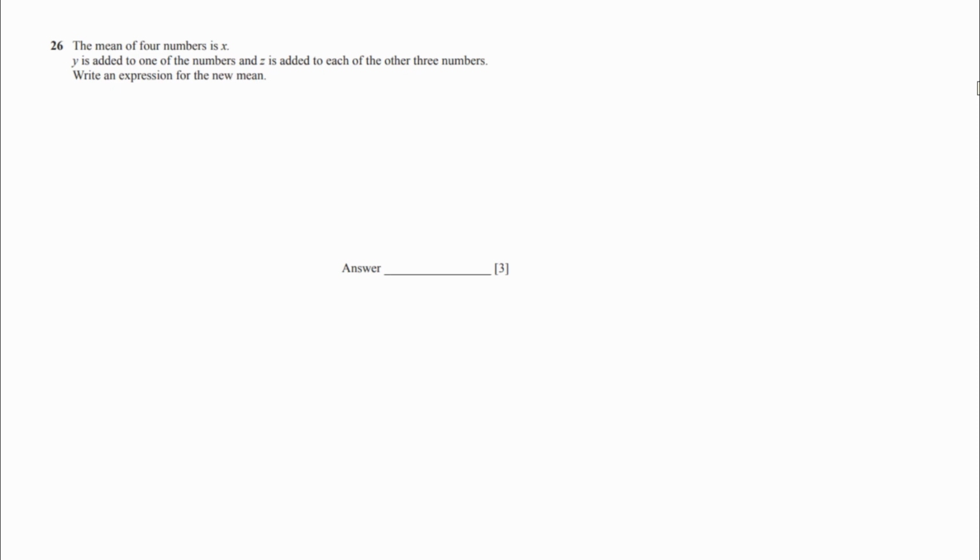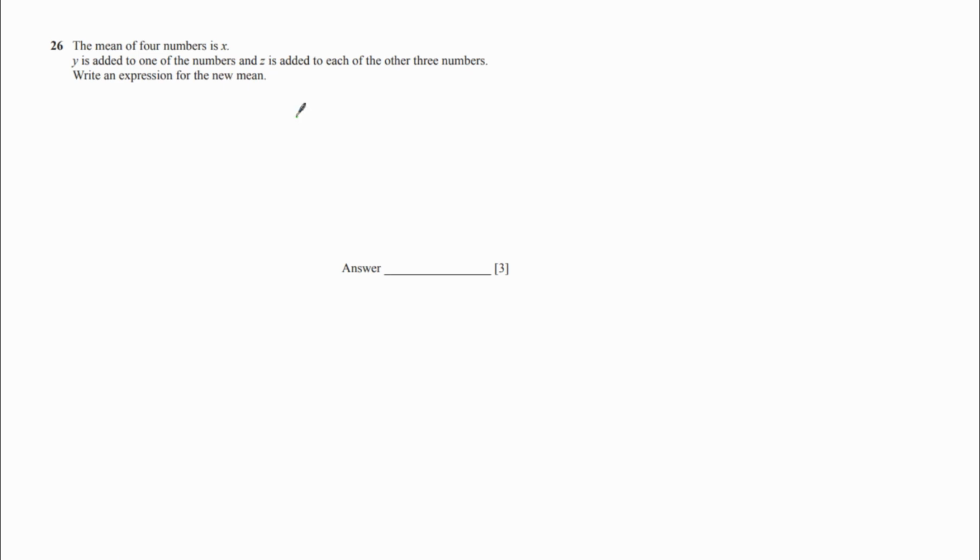Y is added to one of the numbers and Z is added to each of the other 3 numbers. Write an expression for the new mean. Okay, so we have in here the mean of 4 numbers is x.